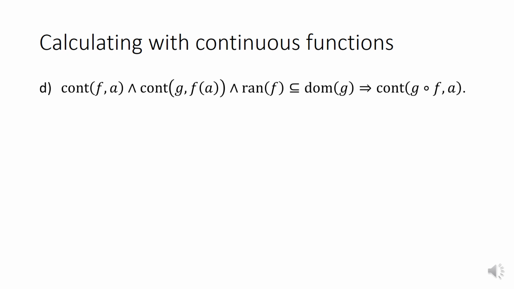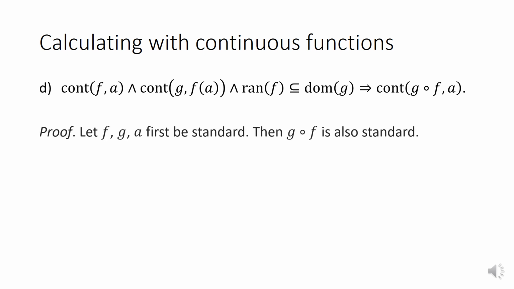Statement D is, if f is continuous at a and g is continuous at f of a, and the range of f is a subset of the domain of g, then g after f is continuous at a. To prove this, let f, g, a first be standard. Then g after f is also standard.